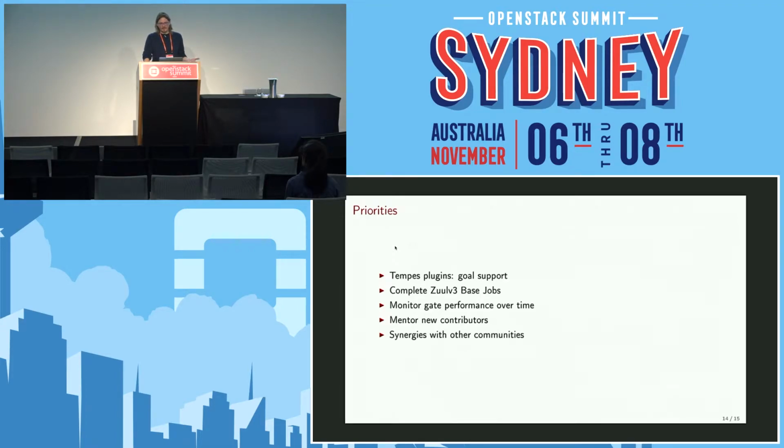Because some months ago, we were at the point where the gate became unstable because it was overloaded. So we started hitting random race conditions, and also we were loading the nodes enough to trigger libvirt instability issues. So we want to make sure that this doesn't happen again.